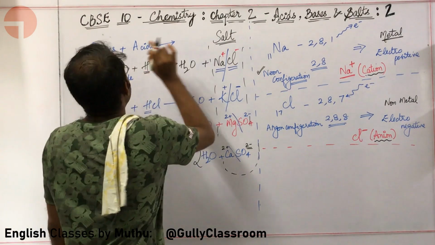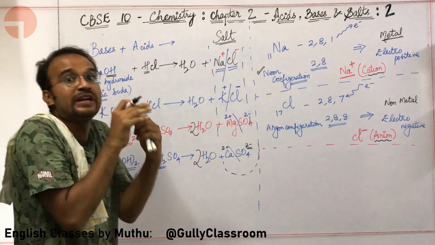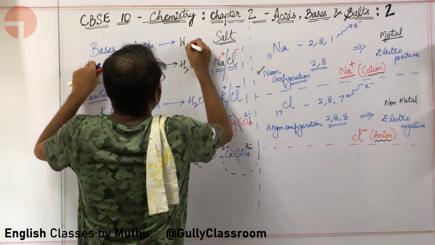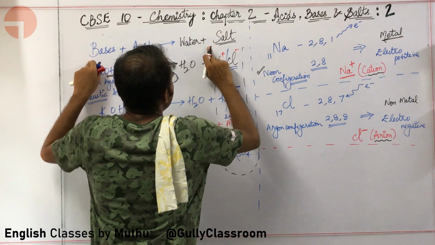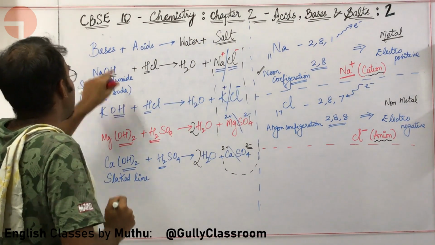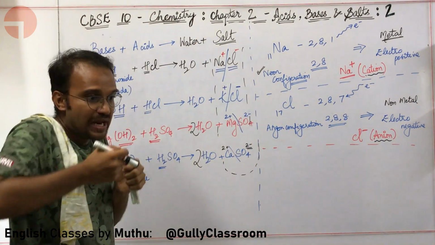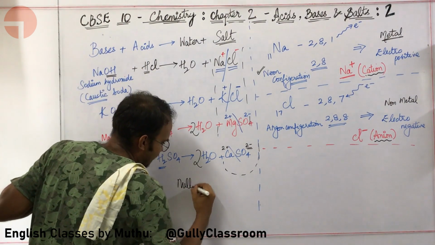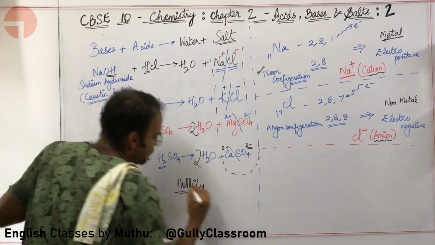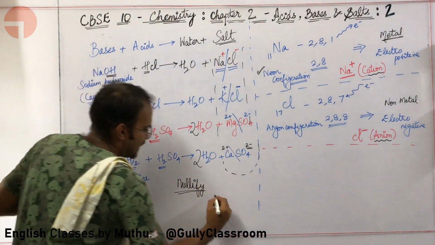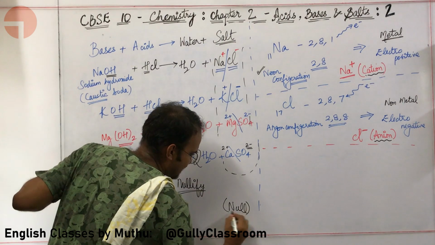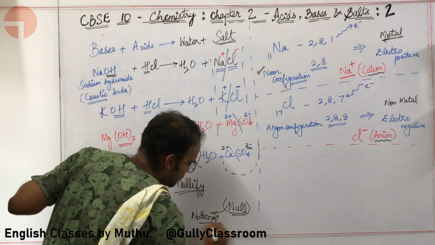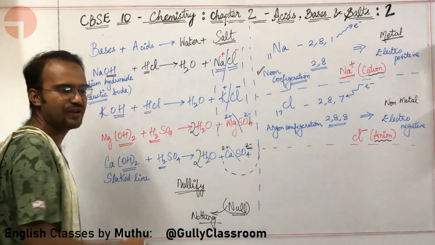Acids and bases combine with one another to nullify the effect of one another and form water plus salt. Acids and bases nullify, or neutralize. Let me write the word nullify. Nullify means bring it down, bring it to zero. Null means zero, null means nothing. So acids and bases combine with each other to nullify the effect of each other.